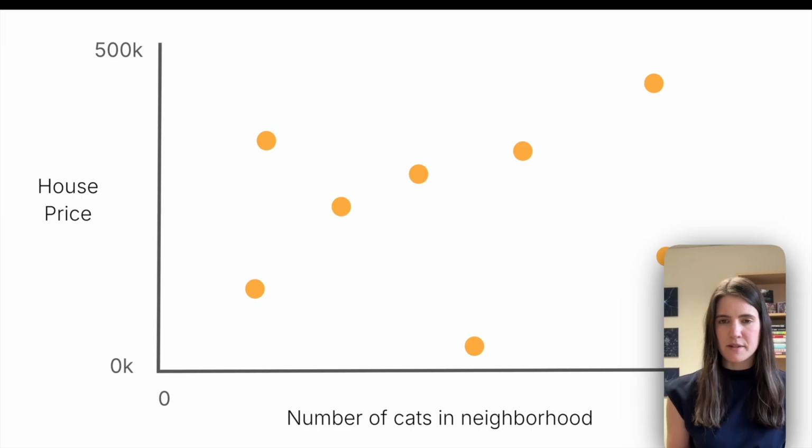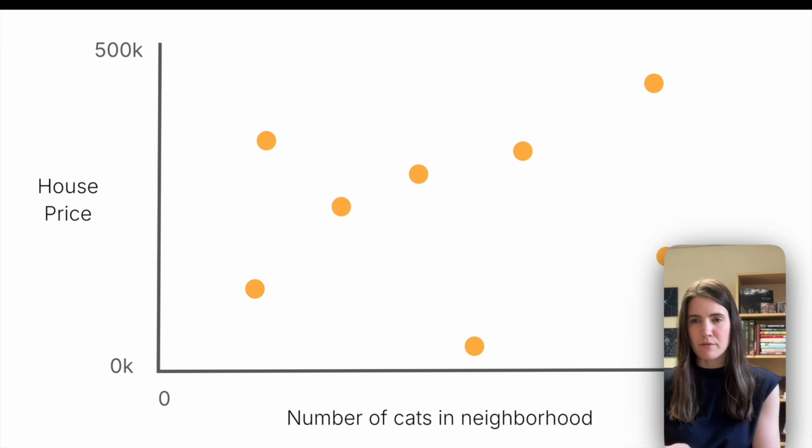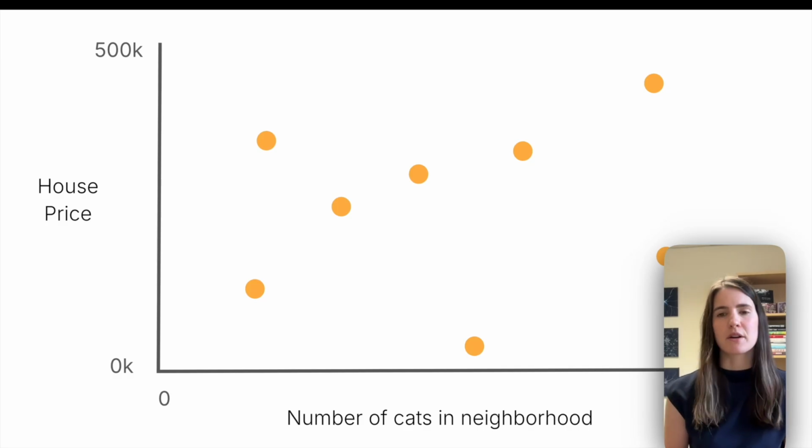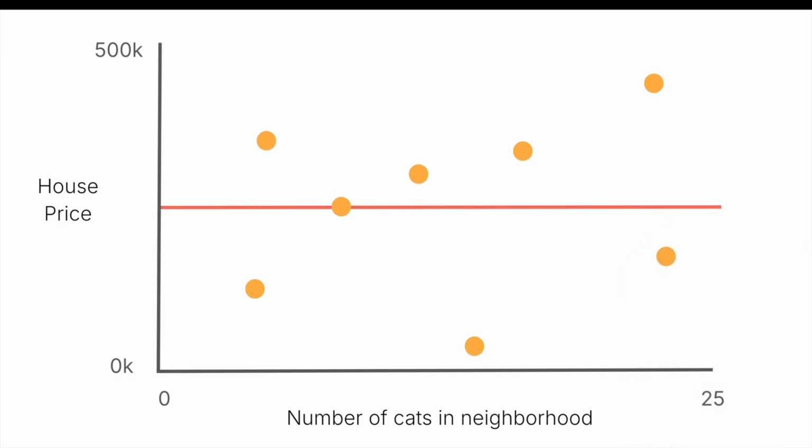As you might expect, this looks pretty random because we don't actually expect there to be a relationship between number of cats in a neighborhood and house price. More cats in a neighborhood shouldn't raise the price of your house, and it shouldn't lower it either. It shouldn't really matter. So if it really shouldn't matter, then I would say there's no relationship, and a no relationship would be a flat line.